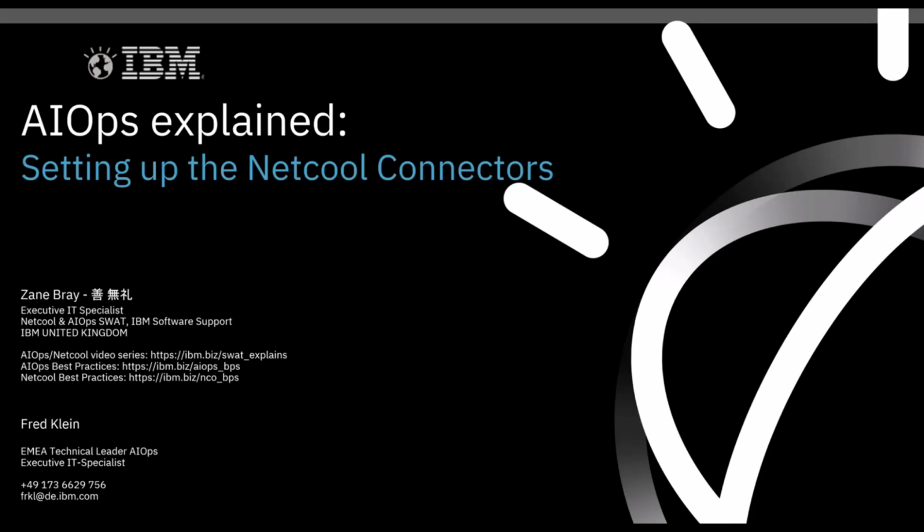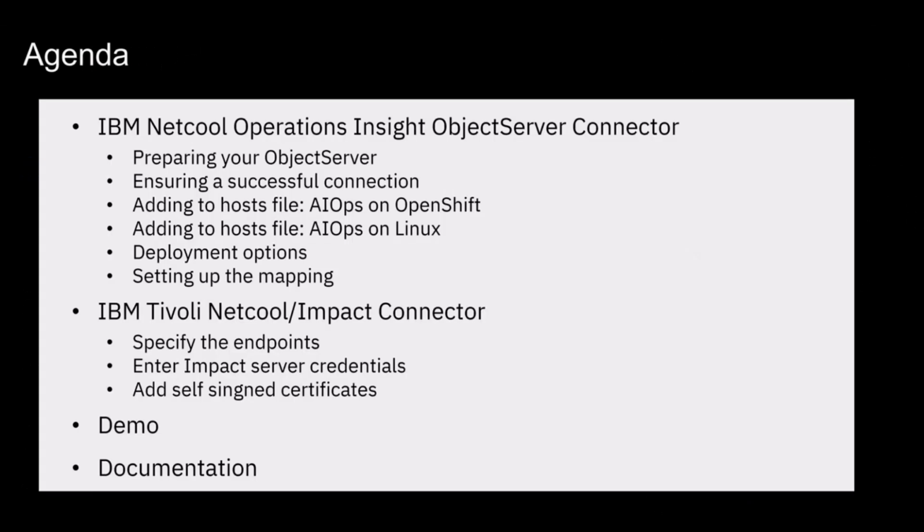Thank you, Zane. Today's agenda is like this. We are going to talk through the two connectors that you will use. For one, the object server connector, and for two, the impact connector. And we do have two different flavors of our product now. There's an OpenShift version, and there's also a Linux-based version, which doesn't have any OpenShift in it at all. So there are some differences, and we are going to cover what these bits and pieces are.